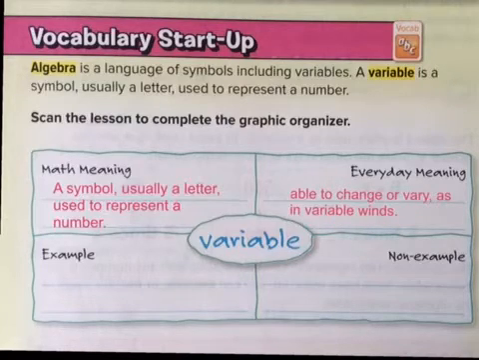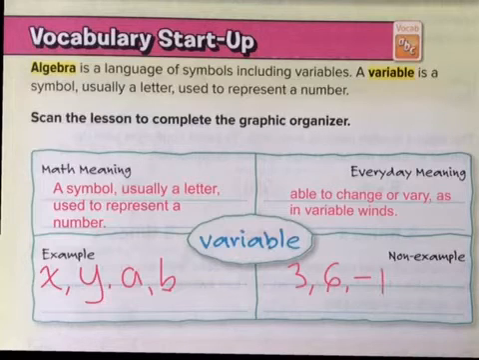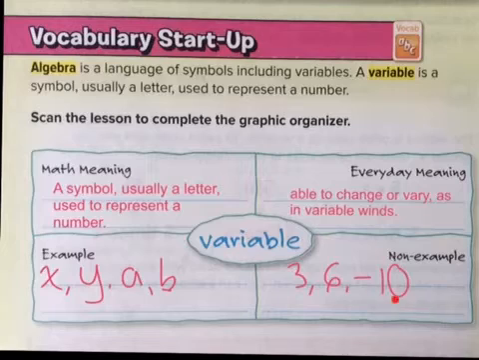What's an example of a variable? For variables, we can use letters such as x, a number. It's a number that we don't know. We can use y. We can simply use a or b and so on, okay? Those are variables. Non-variables would be, for example, 3. We already know that it's 3, or 6, or negative 10. We know what these numbers are. We're being told what they are, so they're not variable.